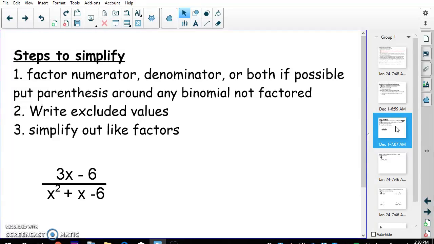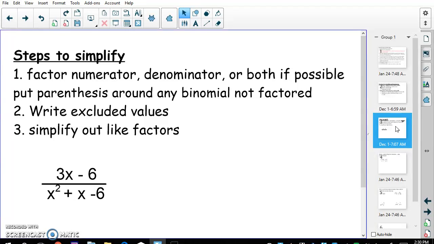And then also put parentheses around any binomial that you don't factor, because otherwise you'll try to cancel things that are illegal. And last but not least, simplify out your like factors. You do not have to multiply them back together at the end.